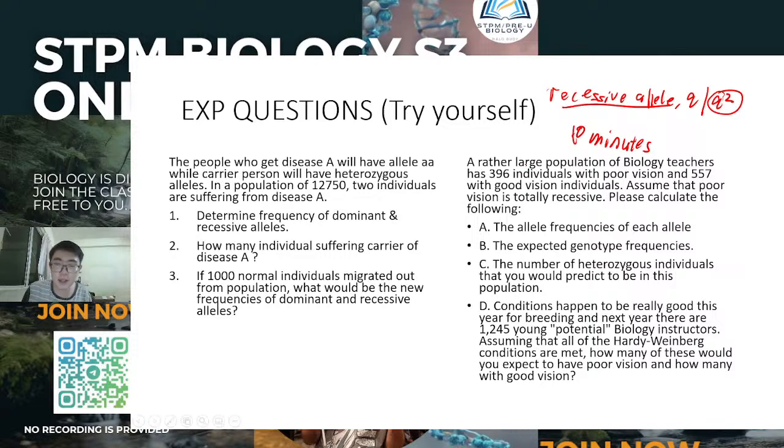You can use your calculator. You only need to know two equations. You need to solve P plus Q equal to 1, and P square plus 2PQ plus Q square equal to 1. Only these two equations, then you can solve all these questions already.